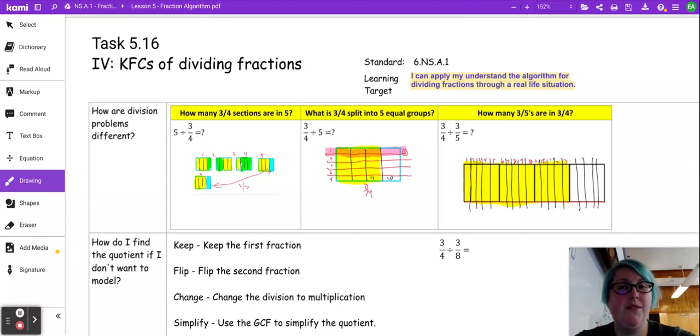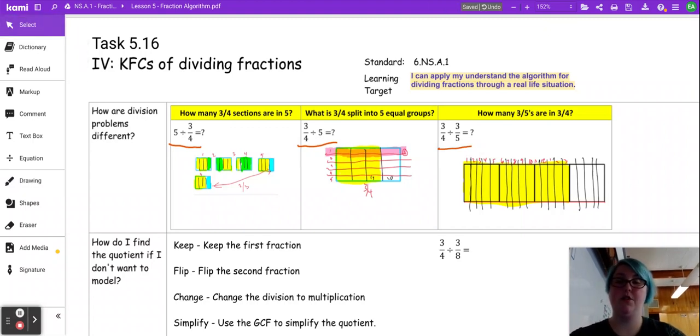We're going to talk about the KFCs of dividing fractions today. And no chicken. Sorry to disappoint. We are talking about the algorithm, the numbers that prove our models for integer by fraction, fraction by integer, and fraction by fraction. Why do those models show us these division problems?